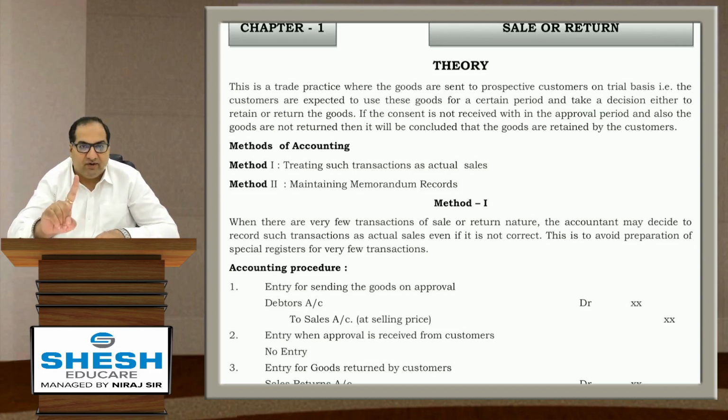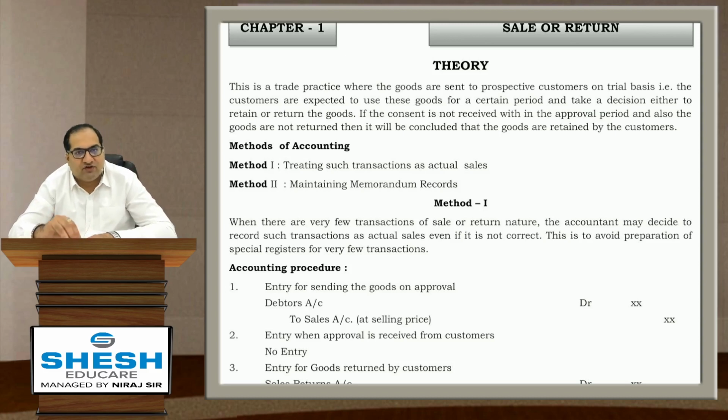So under the first method, we dispatch very few transactions on sale or return basis. Very few, because such customers will be very few. The second method, which we will discuss in detail later on, is where almost all transactions are on sale or return basis. That might not be with a retailer, but with a distributor also.